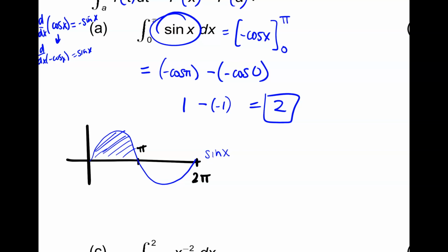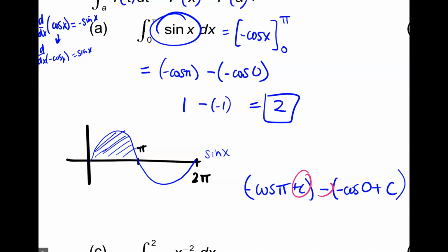Okay, I have an explanation that I'm happy with. Ready, Ty? I think this is your question. So if I added the plus c, right? So I have negative cosine of pi plus c minus, let's see, negative cosine of 0 plus c. Guess what happens to the c? You have a c minus c, it goes away. There you go. That's the clearest explanation I can give.